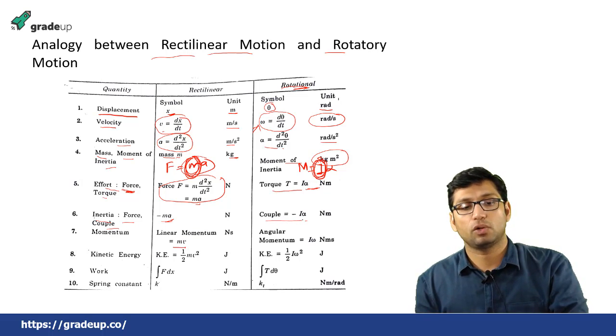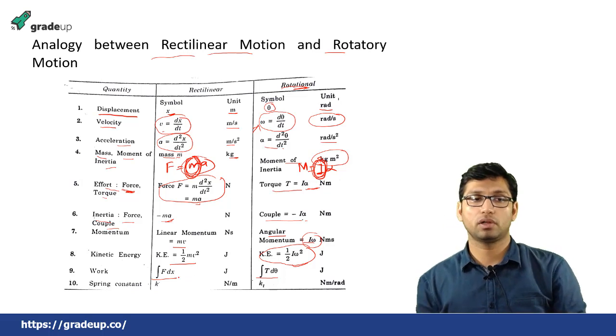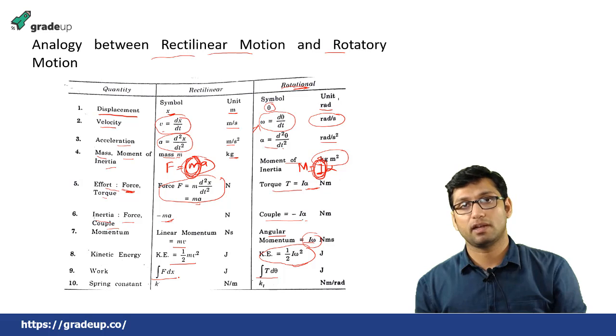Momentum: linear momentum is equal to m into v, and angular momentum is equal to I into omega. Kinetic energy is half m v square, and in case of rotatory motion it is equal to half I omega square. Okay, work is integration of F dx, and for rotation it is integration of T into d theta, and this is all about the analogy between rectilinear motion and rotatory motion.